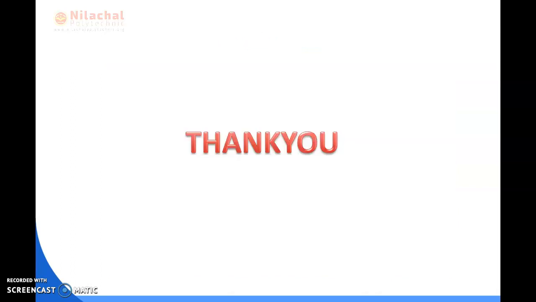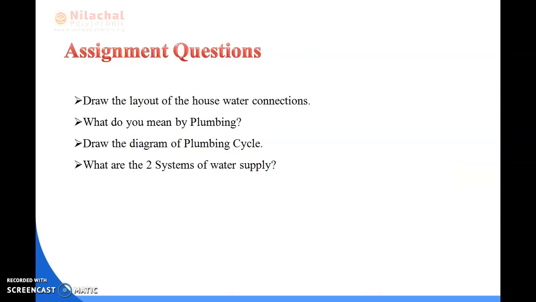This is all about this chapter, that is water system in the plumbing, and these are the assignment questions. Draw the layout of the house water connections. Already I have shown. What do you mean by plumbing? Draw the diagram of the plumbing cycle. And what are the two systems of the water supply? So these are all the assignment questions.